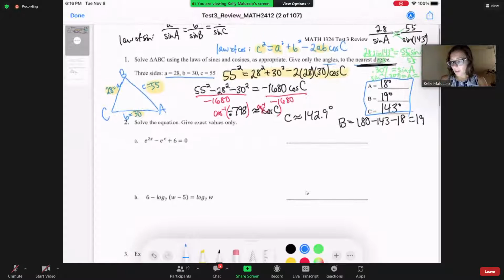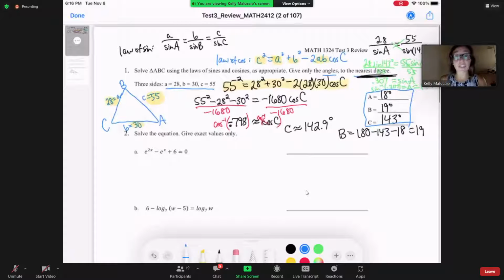Okay. So that's an example with law of sines and law of cosines. Just be prepared for one or the other. I can't guarantee that it's going to be the one you like, or maybe it'll be both, but yeah.